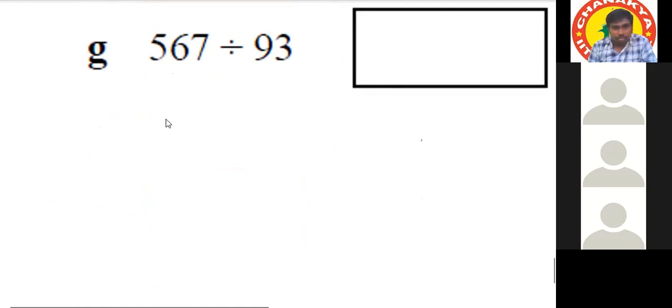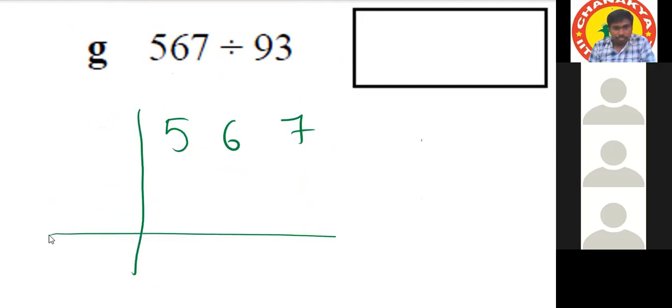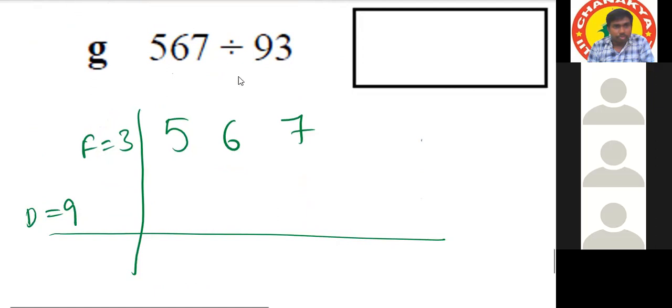Sir, 567 is the dividend. Dividend. Okay. Sir, 9 is the divisor. 9 is the divisor. Okay. 3 is the flag, sir. The flag is 1 digit, so it will be 1 digit from right to left. We have to put a line between 56 and 7. Yes, sir, separate.